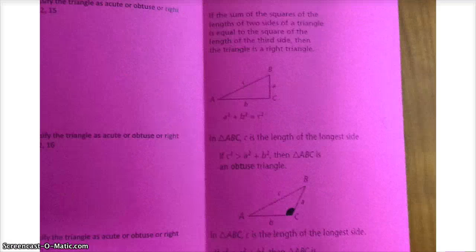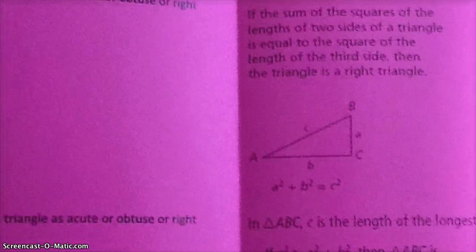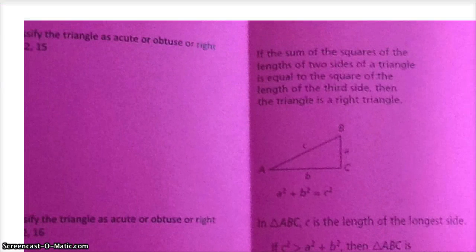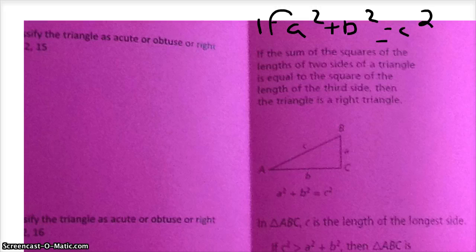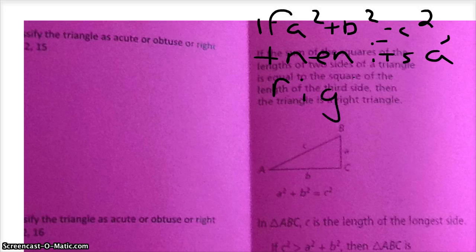I'm about to change. Okay, we're on the same foldable. Now we are talking about the converse. So you're supposed to know that converse means that you're going to flip the sentence. So this one over here is pretty much saying, and you should be able to write smaller, if a squared plus b squared equals c squared, then it's a right triangle.